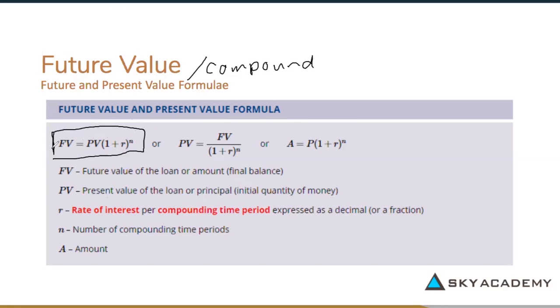And essentially, the future value is what we are going to get. It is going to be the present value plus interest, and so that will be the future value. Our rate is known by the R, and the number of periods is known by the N. So we'll do an example now using this formula.